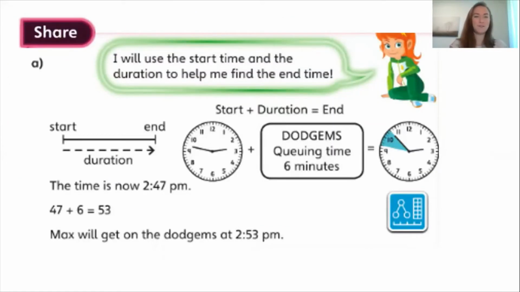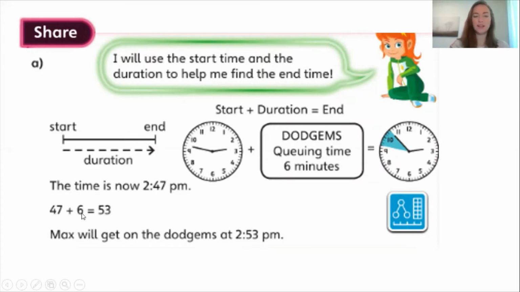Let's go through the answers for those problems then. Part A asked us what time Max was going to get on the dodgems. The duration we already know. We know the duration is the 6-minute queuing time. We also know the start time, the time that it is now. It is now 2:47 p.m. What we need to work out is this end time. Because we already know the start and the duration, we need to add on the duration to the start time to work out the end time.